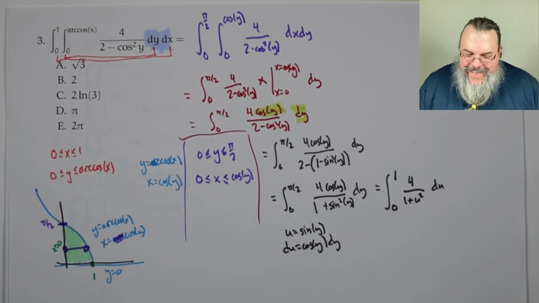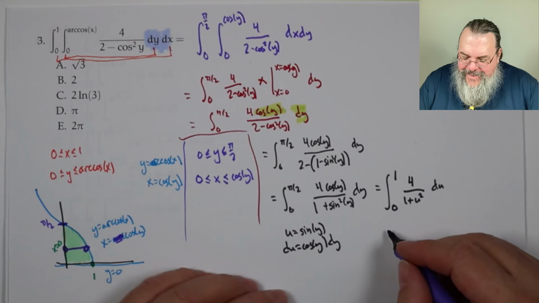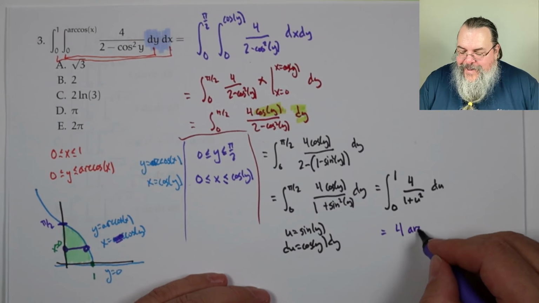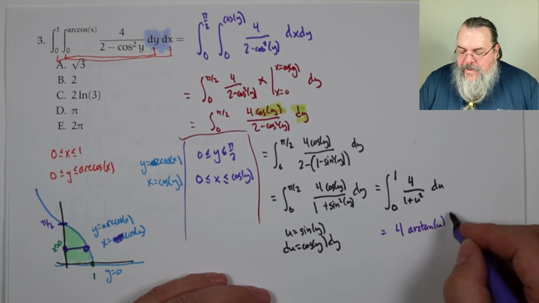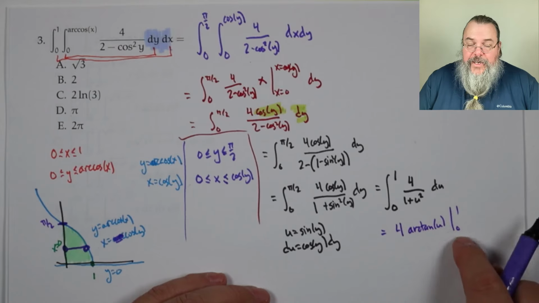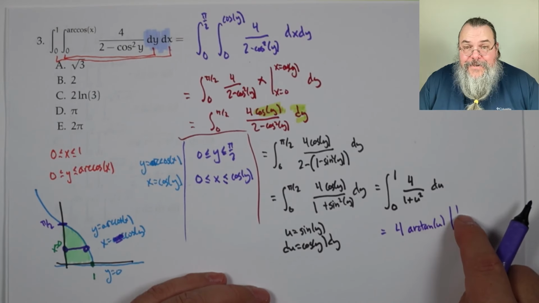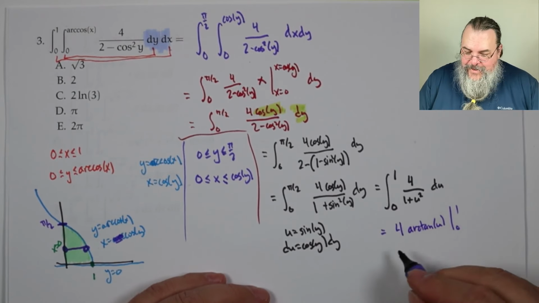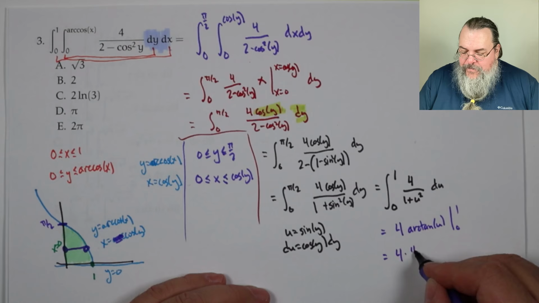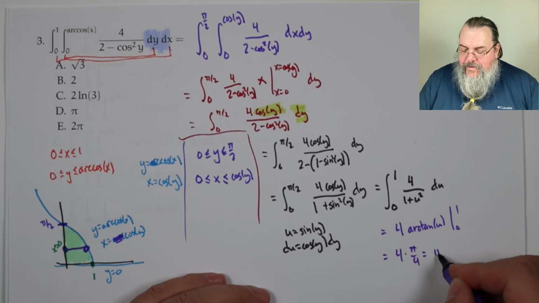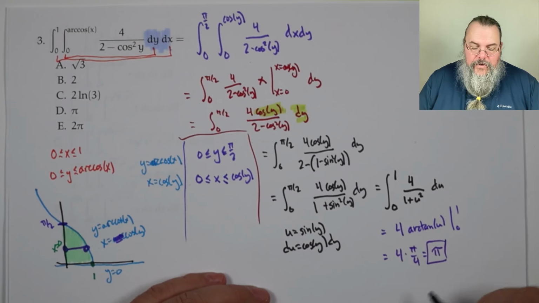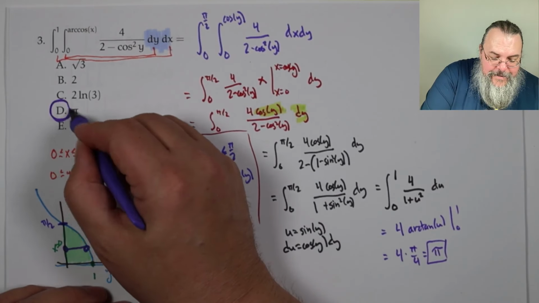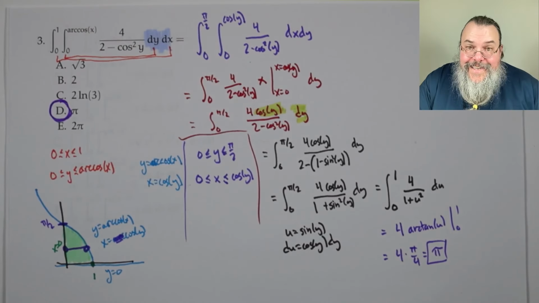100%. This is not the first time we've seen the word arctangent on this exam. So this becomes 4 arctangent of u, evaluated from 0 to 1. Arctangent of 0 is 0, and arctangent of 1 is pi over 4. So this is 4 times pi over 4, also known as pi. So our answer is pi, and there it is, D.